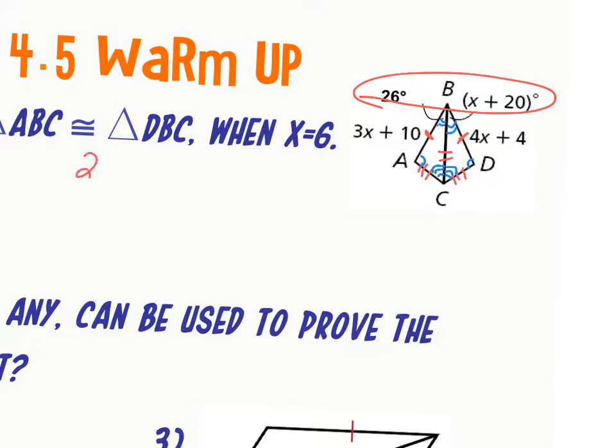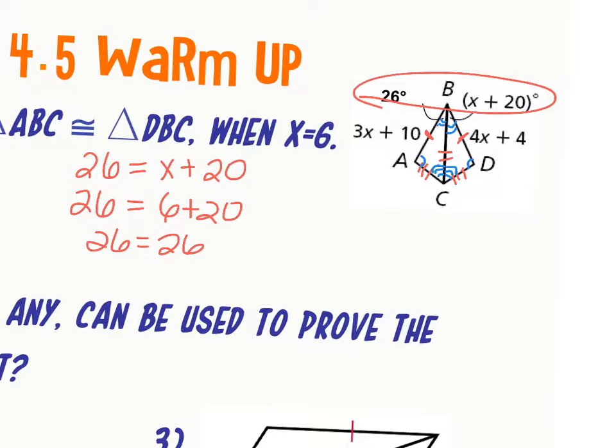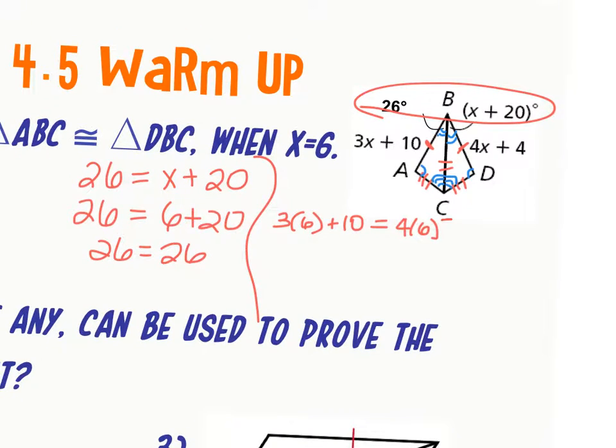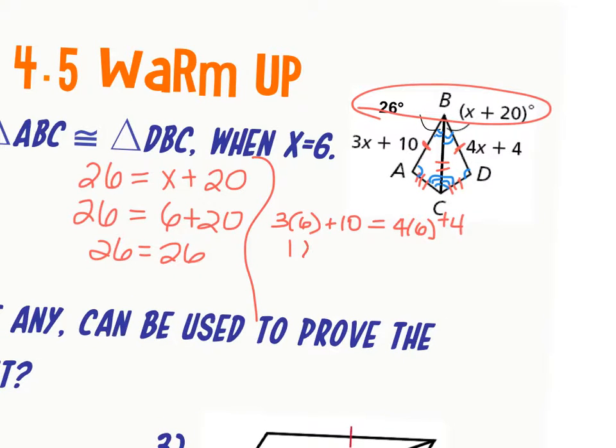One is say that, okay, 26 would equal x plus 20. So if I plug in the 6, I'd get 26 equals 26. So we've just verified the angles would be the same. And then do the same thing with the sides. 3 times 6 plus 10 should equal 4 times 6 plus 4. They're 18, 28. Thank you. 18 plus 10, which is 28. 24 plus 4, which is 28. And 28 equals 28. So again, we're verifying that those 2 measurements would be the same.